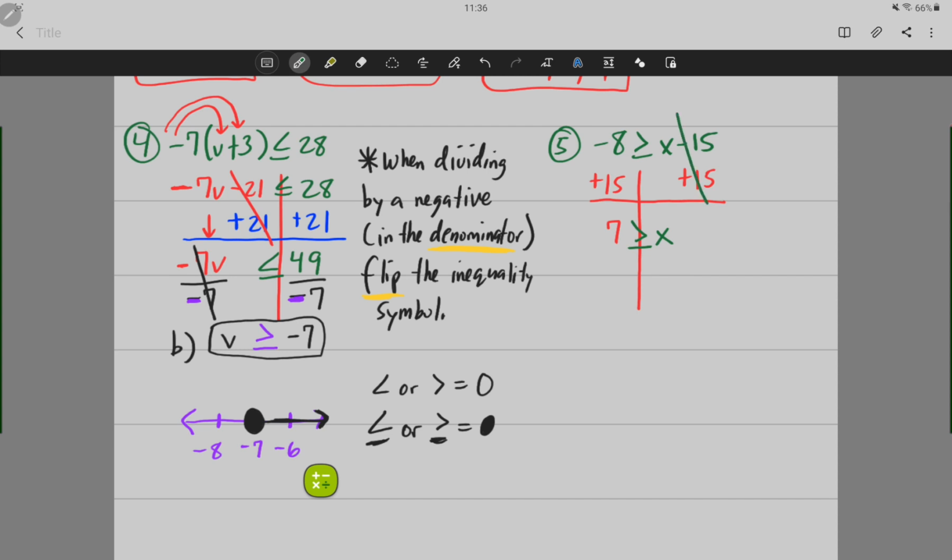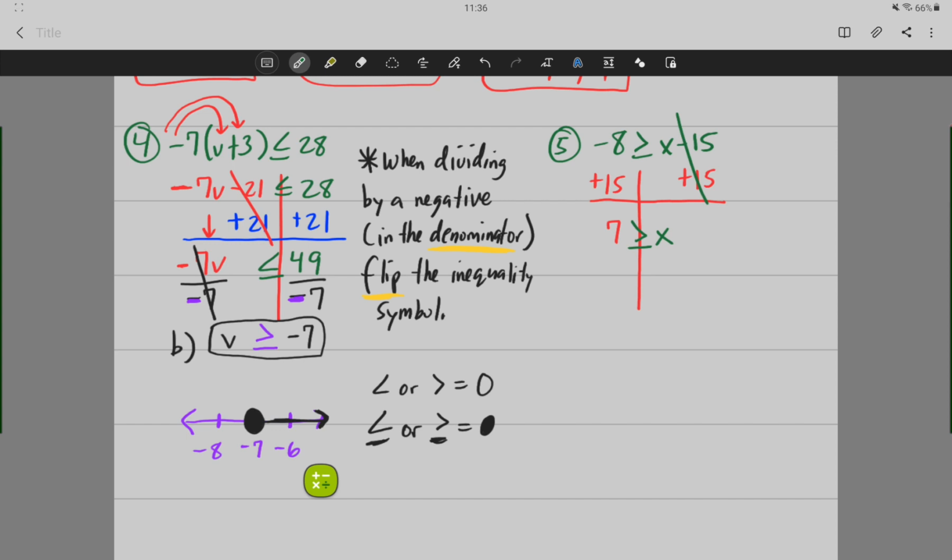Just goes out. So you may be tempted to graph this because you're saying, well, we're done. We have the constant, which is +7. We have the inequality symbol, which is greater than or equal to. And we have the variable x ready to graph. But you have to be very careful on this.